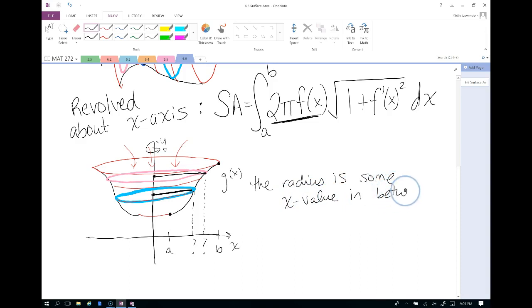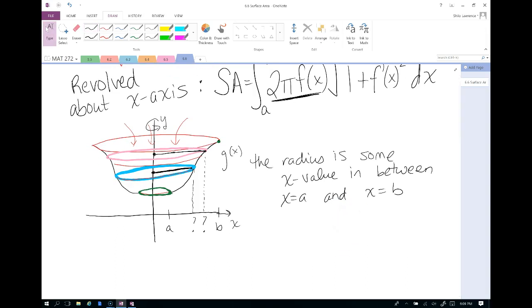And we'll actually have a circle for every single value in between a and b. So down here, we have one that's exactly a. Up here, we have one that's exactly b. And since this is a nice continuous function, we'll have one for every single value in between. So the radius for each one of these circles is just some x value in between x equals a and x equals b. Now a and b are going to be used in our integral. Those are the bounds for our integral.